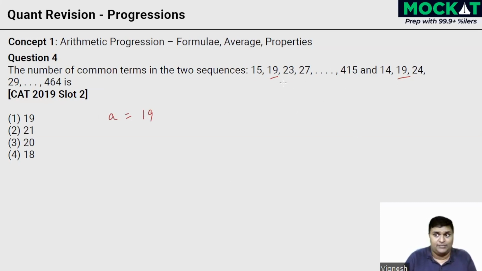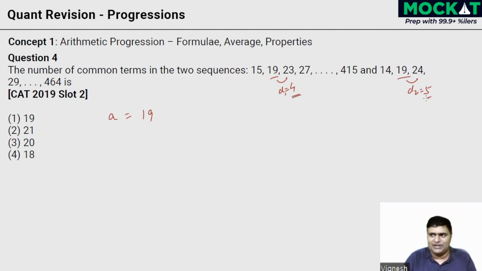Now, how do I find that? So the next common term at least I have to find. Here the common difference is going to be D1, I'll call it. That common difference over here is 4. Here D2 is 5. Now every subsequent term, I can add a multiple of 4. Every time I add a multiple of 4, I'm going to find a term in this AP. Here when I add multiples of 5 to 19, I'm going to find a term in the AP, 19 plus 5 or 19 plus 2 into 5, 19 plus 3 into 5 and so on.